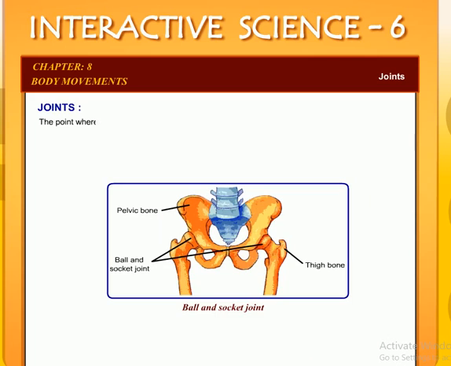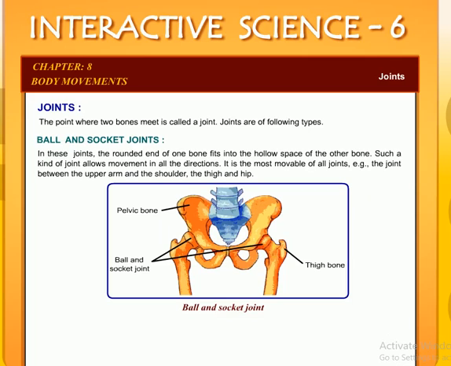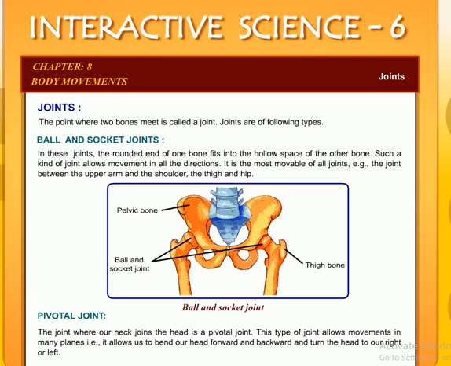Joints. The point where two bones meet is called a joint. Joints are of following types. Ball and socket joints. In these joints, the rounded end of one bone fits into the hollow space of the other bone. Such a kind of joint allows movement in all the directions. It is the most movable of all joints. Example, the joint between the upper arm and the shoulder, the thigh and hip.